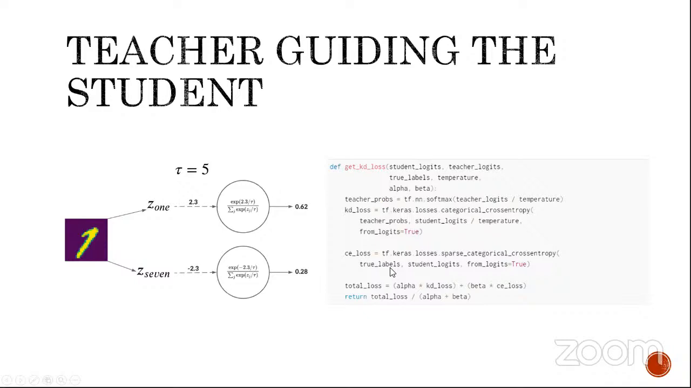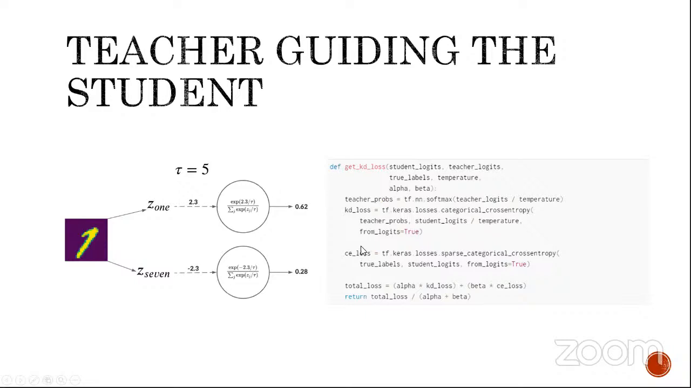Here, if you see the true labels, I already said that it will be 1 for the correct class and the rest similarly 0. And the student logits are the student's predicted probabilities. So these two losses we are getting: the KD loss, that is the knowledge distillation loss, and this CE loss, that is with these true labels.